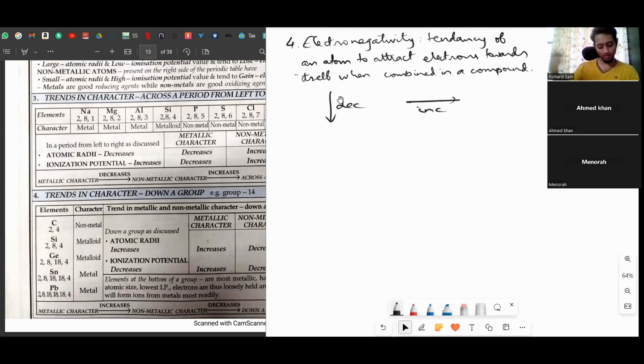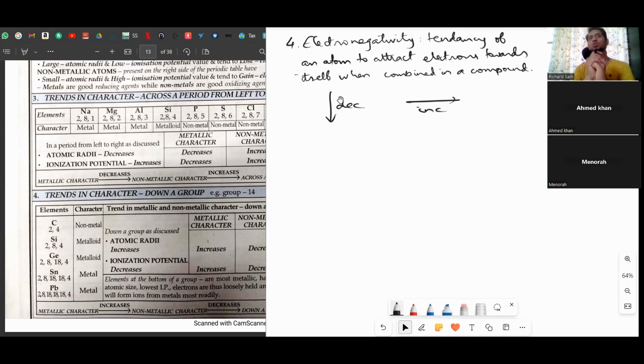Same way when you go down, look at the next table at the bottom. They're also the same. Atomic size and metallic character, when you go down, what happens? Increases. All the others, when you go down, decrease. That is what is important because you're going to use that to arrange elements in order.